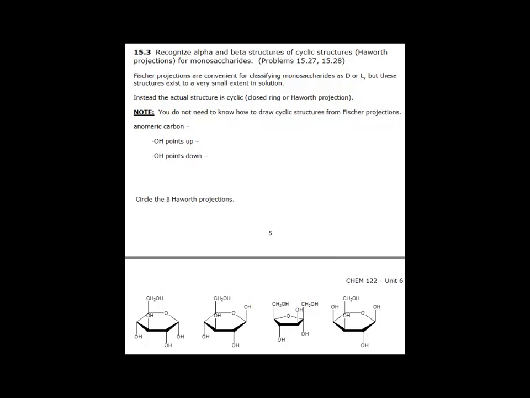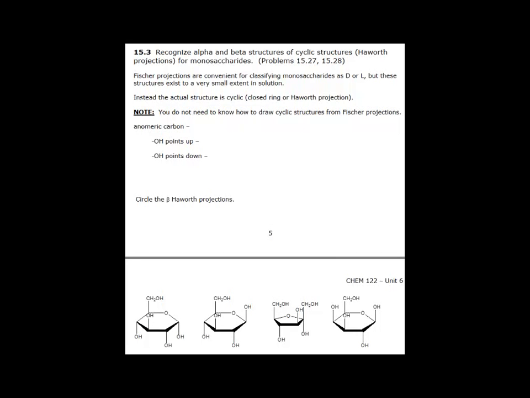So we've been talking about monosaccharides, which are kind of the building blocks of disaccharides and polysaccharides. So disaccharides and polysaccharides are made up of monosaccharides. The monosaccharides that we saw in the last lecture, we saw them in straight chains, and those are called Fischer projections. They're very useful for classifying whether a sugar or monosaccharide is D or L.